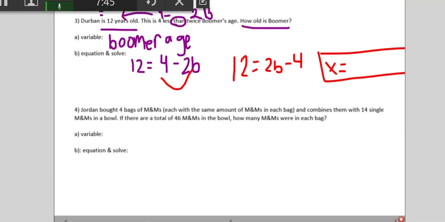All right, and the last one, we've got Jordan. Jordan bought 4 bags of M&Ms, each with the same amount of M&Ms in each bag, and combines them with 14 single M&Ms in a bowl. If there are a total of 46 M&Ms in the bowl, how many M&Ms were in each bag? So we want to know this time the number of M&Ms in the single bags. So we'll say our variable would be number of M&Ms in one bag, one of those little bags.